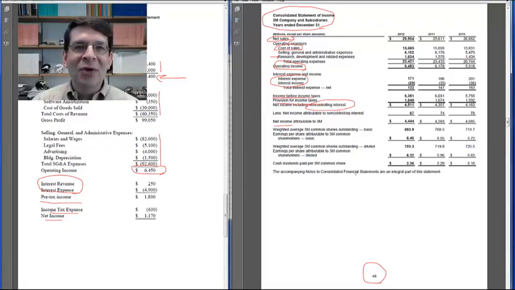Now, you may be wondering, how can a big multinational company like 3M, producer of Post-it notes and Scotch tape and all sorts of other cool stuff, get away with providing less information in their income statement than Relic Spotter? Well, as it turns out, 3M is going to provide more information. It's just not shown on the face of the income statement.